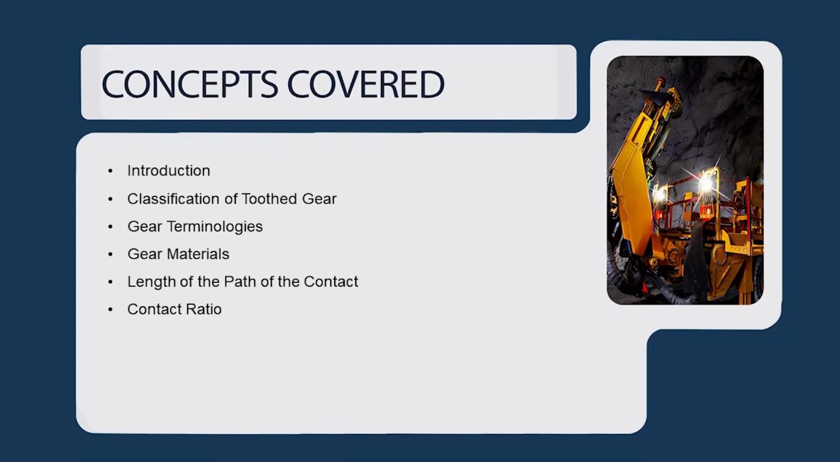Welcome to the seventh lecture of this course on mechanical and electrical systems of mining machines. We are continuing in module 1, where we will be learning about toothed gears. First we will talk about what toothed gears are, then the classification of toothed gears, then gear terminologies, and gear materials. We'll then derive the length of path of contact, and finally we'll understand what contact ratio is.